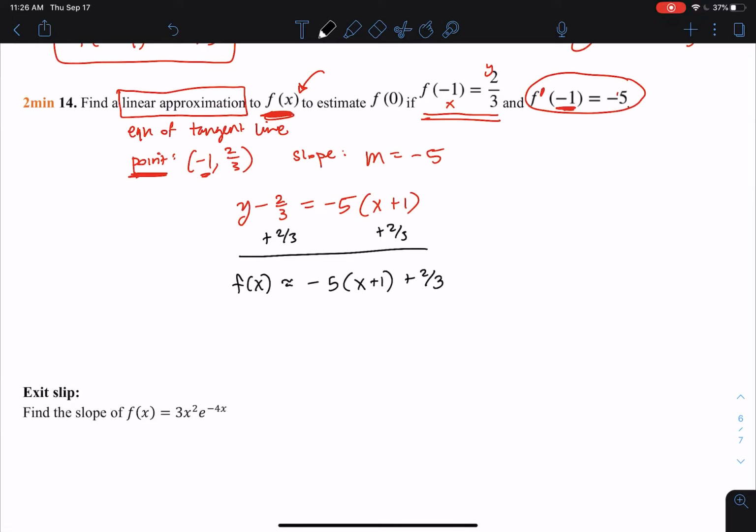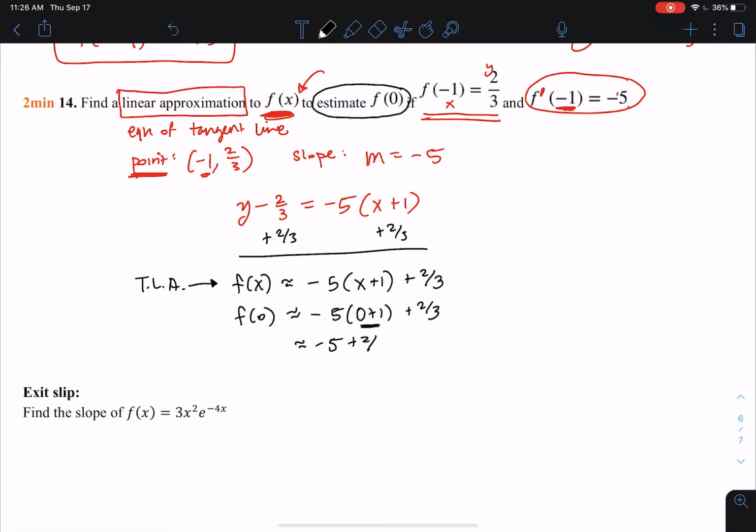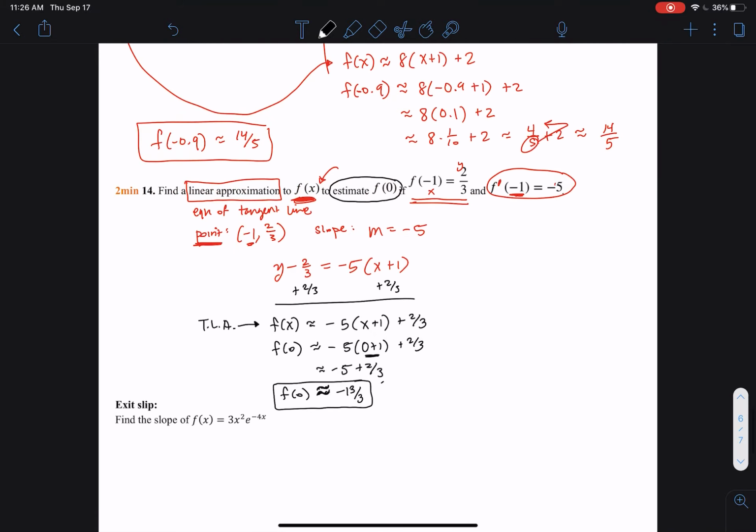Once we found our tangent line approximation, we plug in what they want us to estimate. So in this case, we're estimating f of 0. Therefore, we're plugging in 0 for x. Zero plus 1 is 1 times negative 5 is just negative 5 plus 2/3, fraction trick in the last step. And check if you got the same thing as I did. Make sure this says approximately for your final answer. Ta-da! Cool.